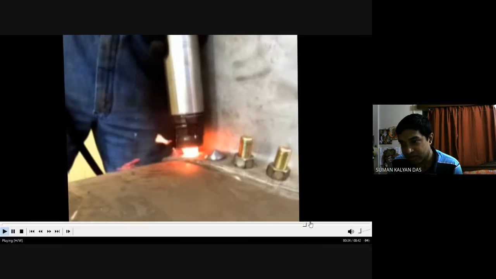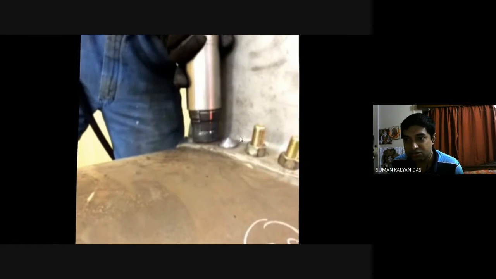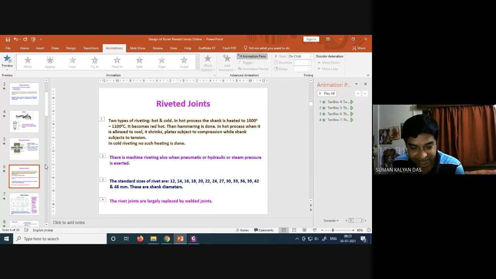Same thing actually, nothing new. First you hold the joint temporarily in place with the help of this nut bolt system, then you do the riveting.